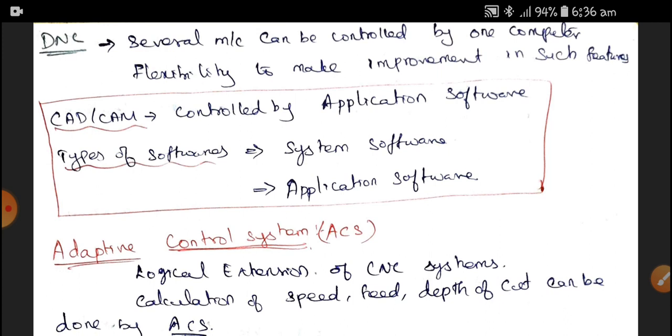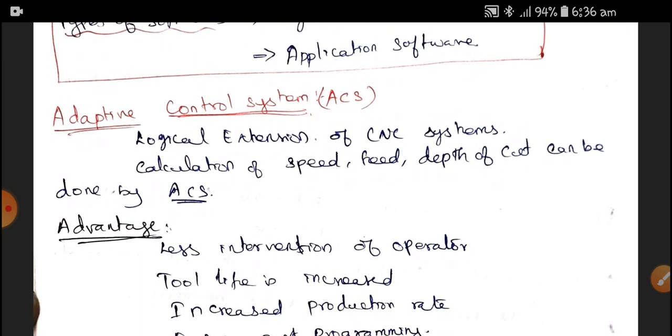And if we want to analyze, ANSYS, Nastran, Abaqus, HyperWorks can be used. So these are all called application software, whereas a system software is one which operates the system. That is why it is called an operating system.